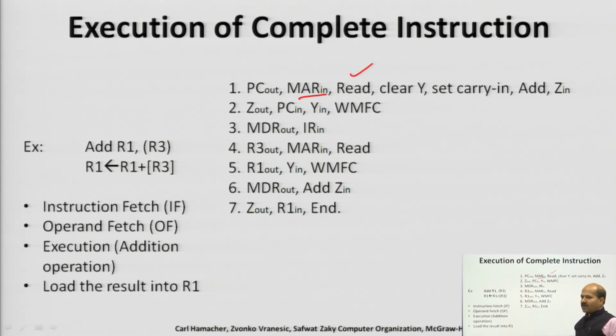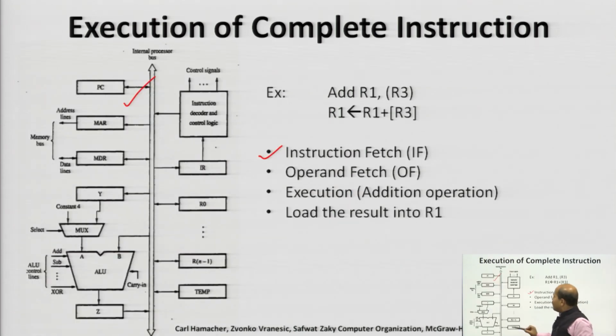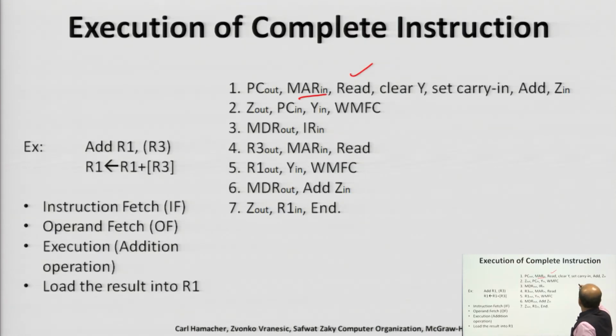This is a read operation, reading the instruction or the data from memory, and we have to perform clear Y, set carry in, add, Z in. Because once the fetch operation is going on, in parallel to that we have to increment the PC value, PC equals PC plus 1 or some offset value. That offset will be given in the instruction part of the register.